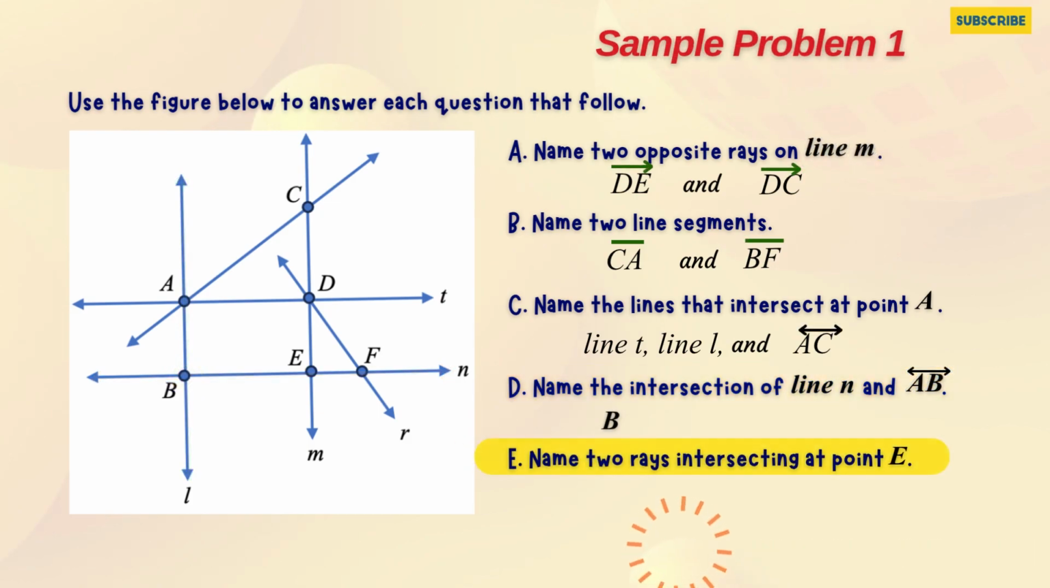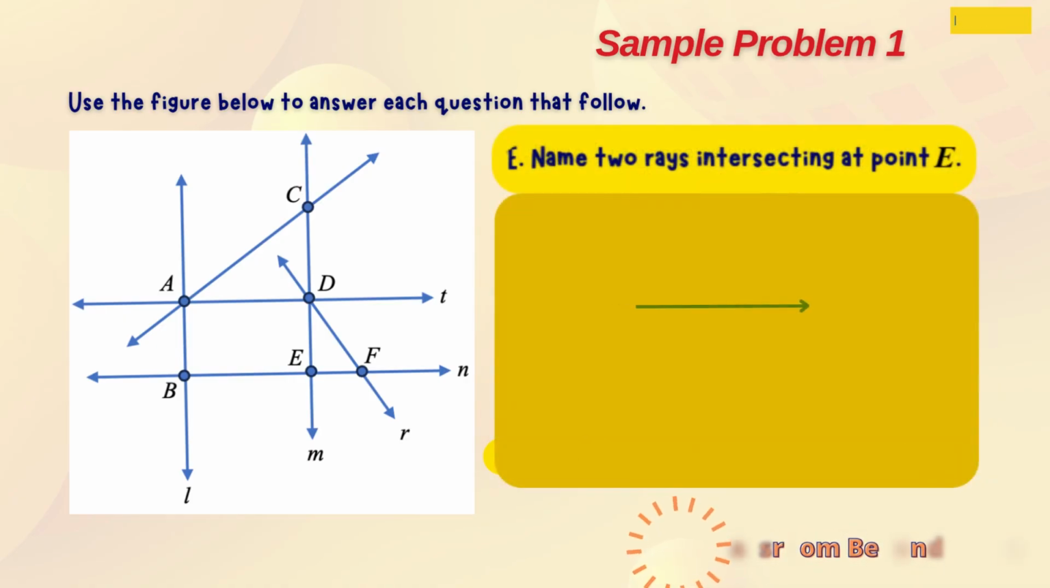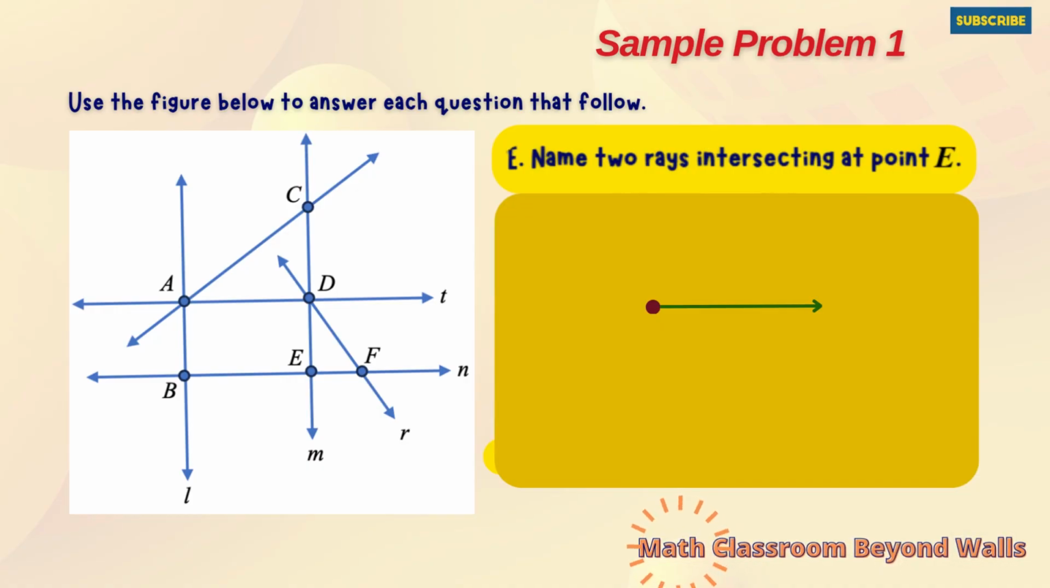Next, we will move on to question E. Here, we're to name two rays intersecting at point E. We will start by looking for point E. Then, identify the rays intersecting at point E. Let's go.